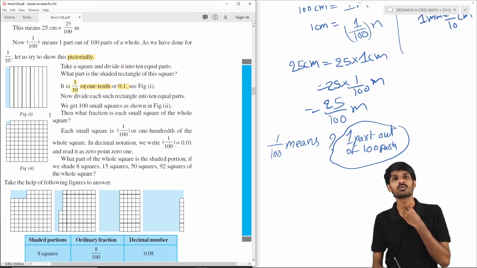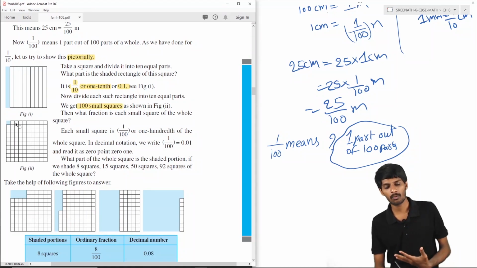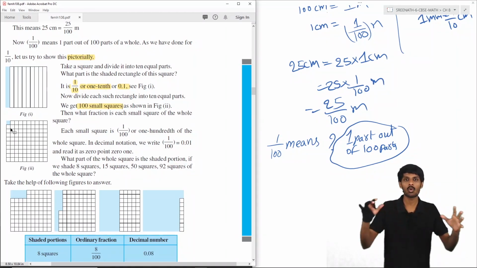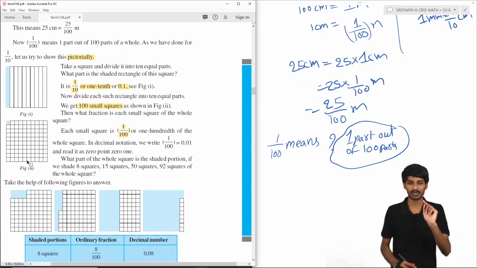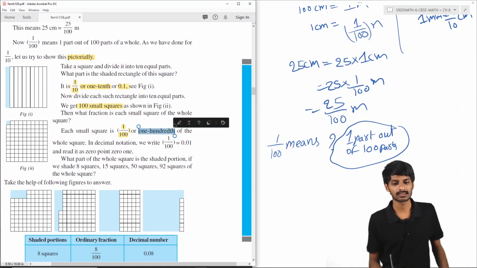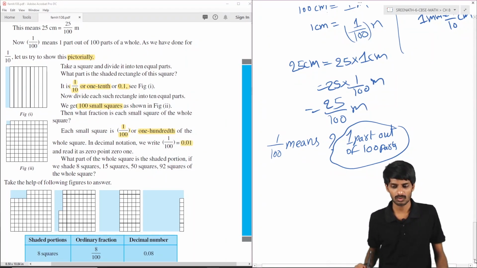Okay, students. Now you divide the same square into 100 small squares. Then if you shade 1 part out of it, what fraction is it out of the whole? That is 1 by 100. There are 100 parts, and out of 100 parts, the shaded region is only 1 part. That is 1 by 100, or 1/100th of the whole square, students. So in decimal notation, 1 by 100 means 0.01.